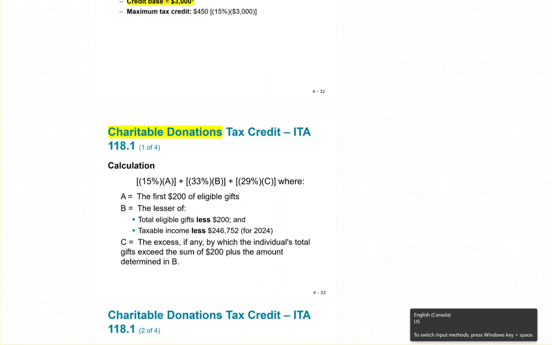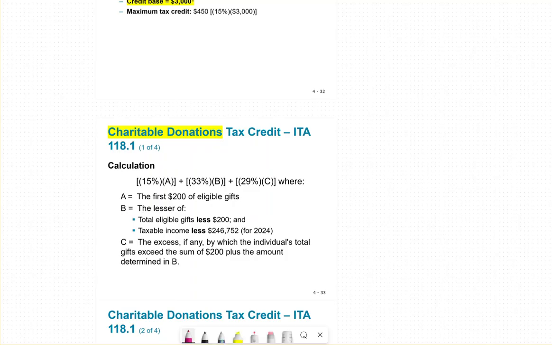In this part of chapter 4, what we are trying to do is learn about different tax credits. So the next tax credit is charitable donations. When you make a donation to a charitable organization, we get a donation tax credit. Again, this donation tax credit is 15%.